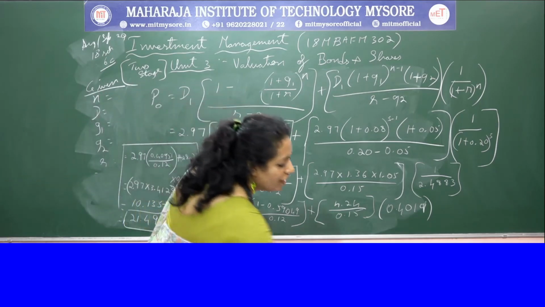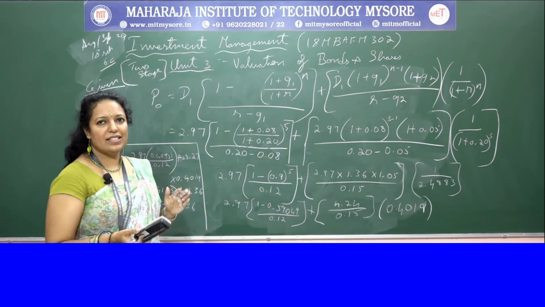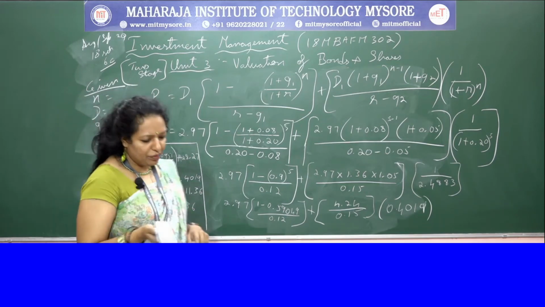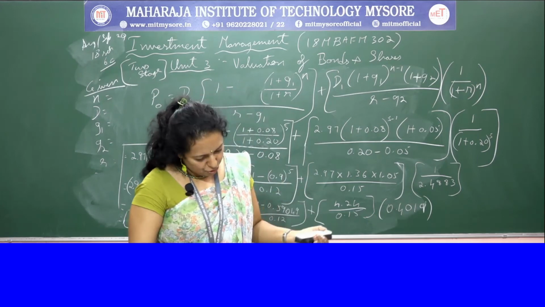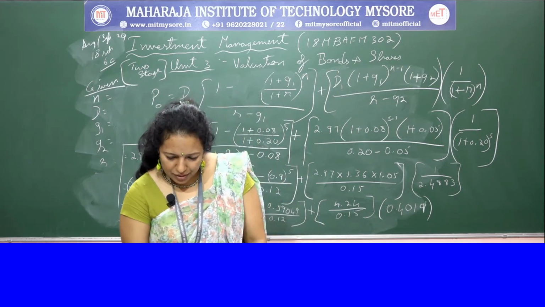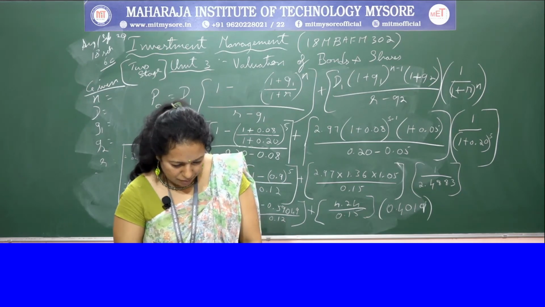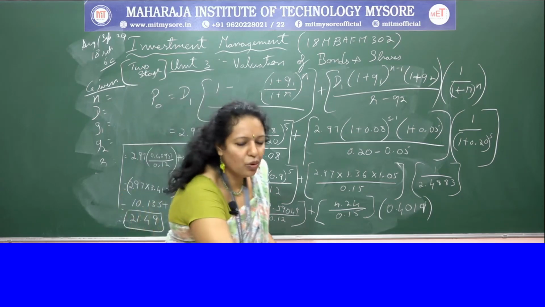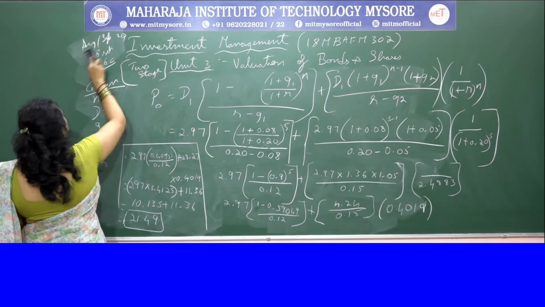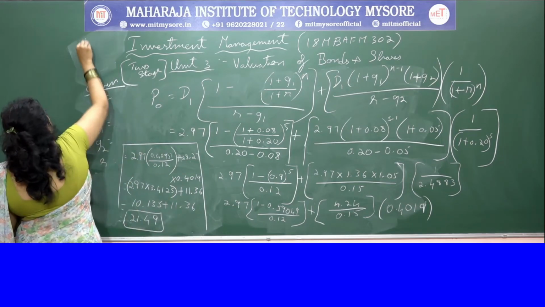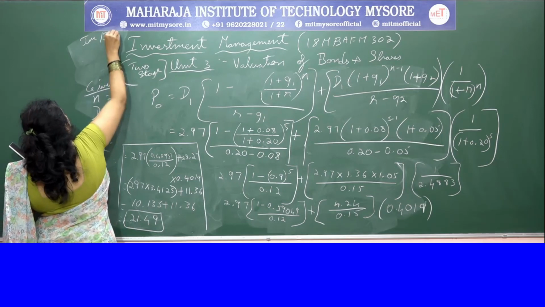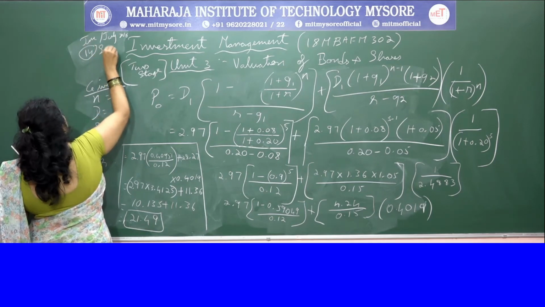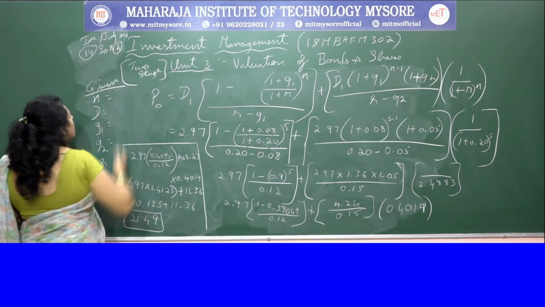Hopefully you have understood this. Whenever they give two growth stages, you have to do this kind of problem. So similar kind of problem, we'll do one more. We'll take another question paper, the June-July 2016 question paper, 14 scheme, Section B, problem number 4.